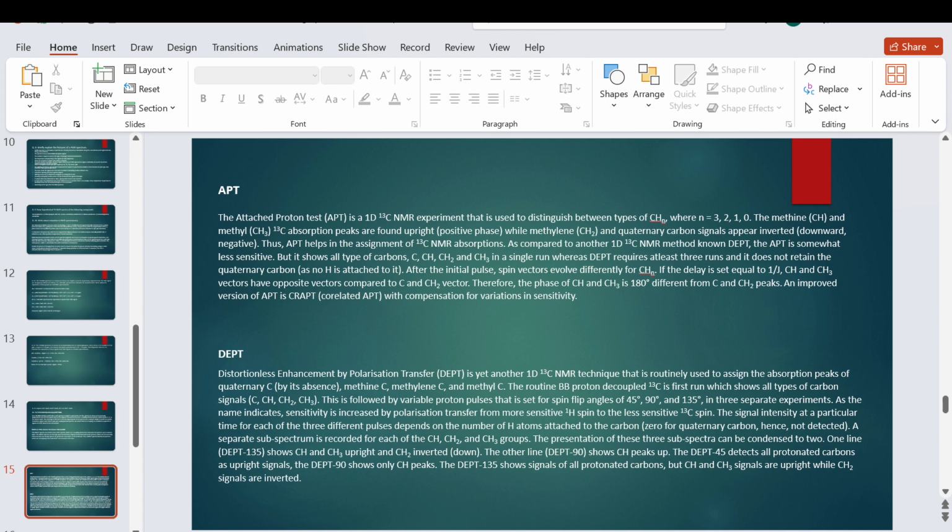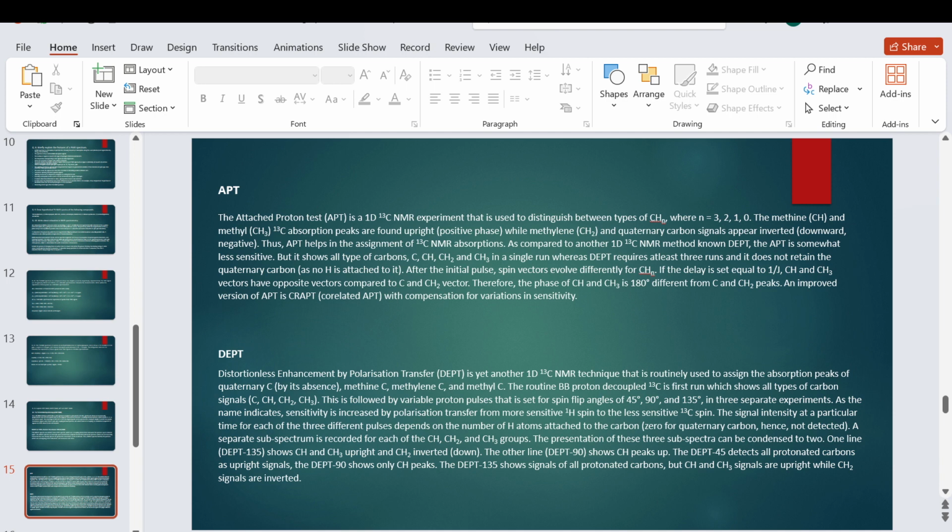If the delay is set equal to 1 upon J, CH and CH3 vectors have opposite direction compared to C and CH2 vectors. Therefore, the phase of CH and CH3 is 180 degrees different from C and CH2 peaks. An improved version is called CRAPT, correlated APT, with compensation for variations in intensity.